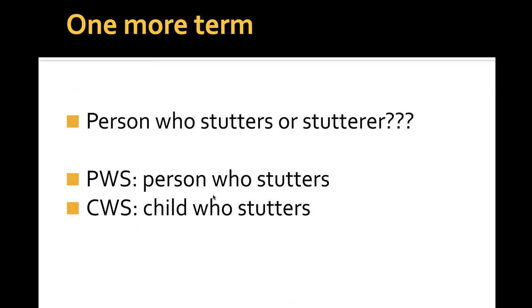Also, just quickly, I know that ASHA still wants us to use person-first language. When we submit anything to ASHA or ASHA journals, we have to use person who stutters. However, we're starting to move away from that. At least people who stutter are, and people with autism and others as well are moving to the term either calling themselves autistic or calling themselves a stutterer rather than a person who stutters.